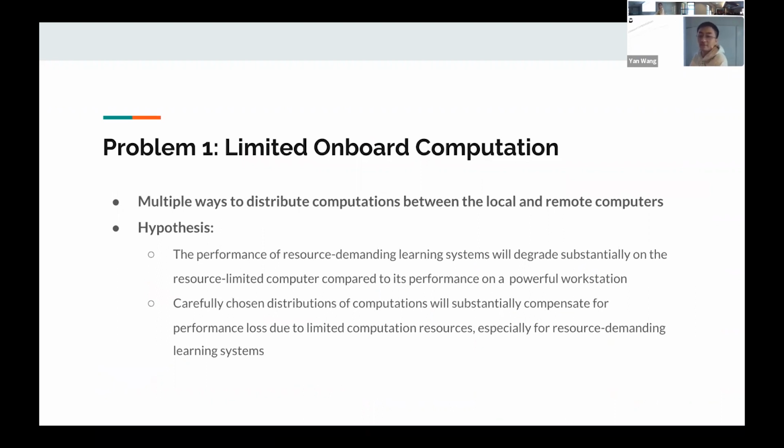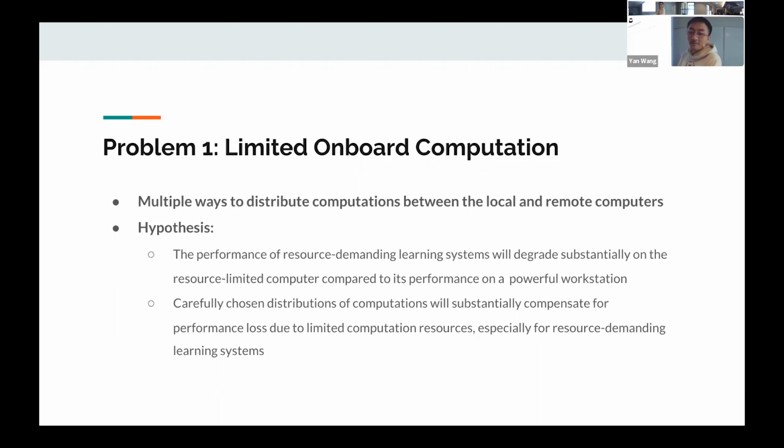Moreover, computations of a learning system can be distributed between the two computers in several ways. Unfortunately, prior work does not systematically study the distribution of computations, nor suggest how to achieve an effective distribution to compensate for the performance loss due to the limited onboard computation.